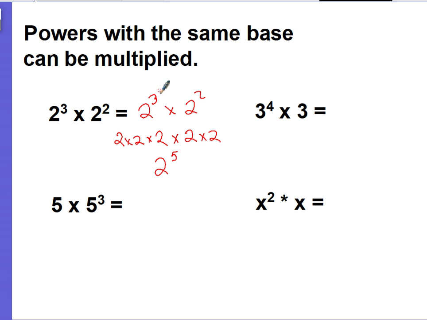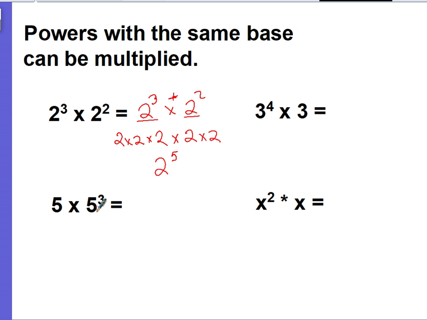If I take this 3 and this 2 and add those together, that would have been 2 to the fifth as well. So there's a rule that says if you're multiplying two powers that have the same base, I can just add the exponents, and that'll save me a lot of time. So look at how that works now.